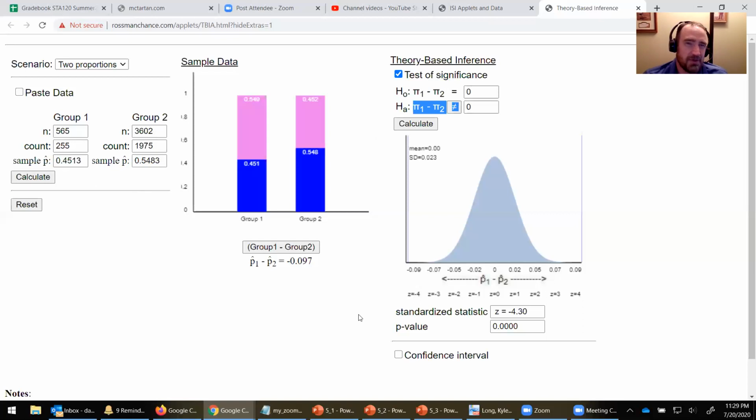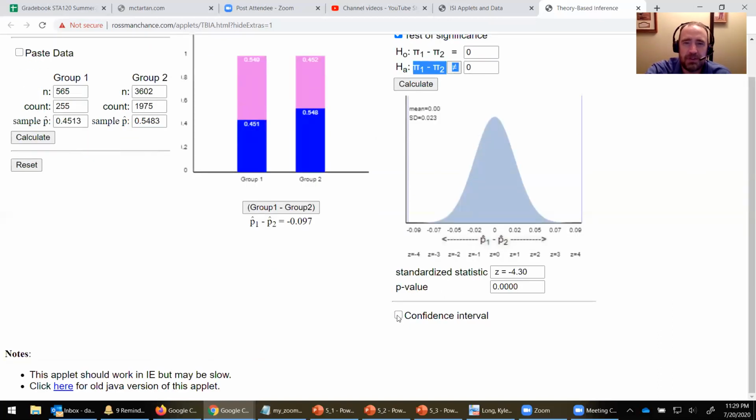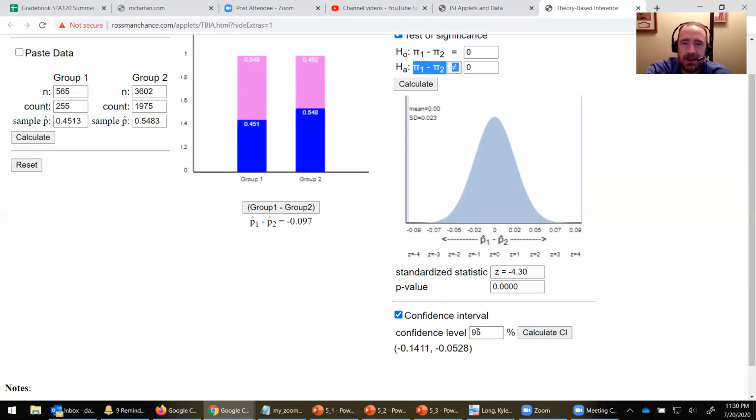Should we expect 10% in the population? How much difference should we see in the population? That's what the confidence interval will calculate for us. So we check the confidence interval box. And here a 95% confidence interval goes from -14 to -5.